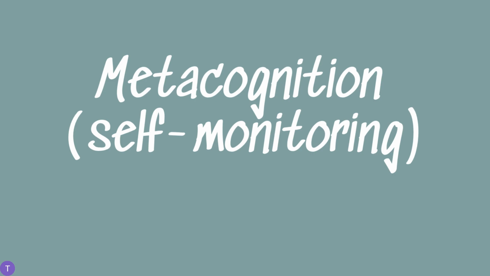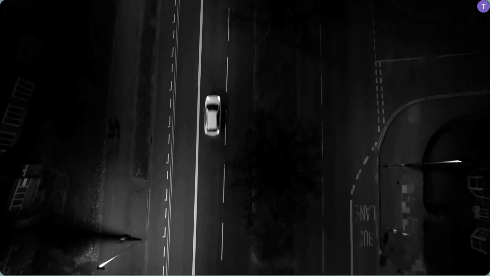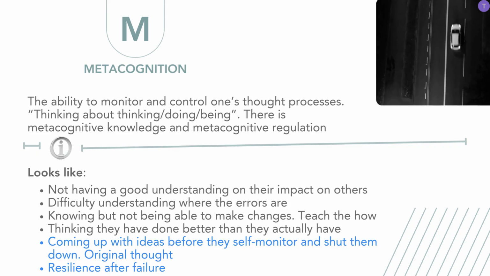Okay, we've done it. We've got to the last executive function skill, and that is metacognition. So this is really our ability to zoom outside of ourselves, to get a big picture of what we're doing, how we're functioning, and it's often described as thinking about thinking. As I said, the definition of metacognition is the ability to monitor and control one's thought processes. It is thinking about doing, thinking about being, thinking about learning.